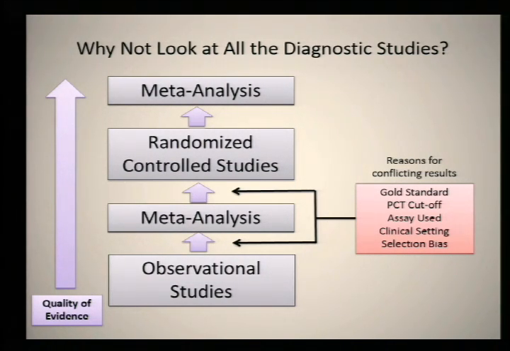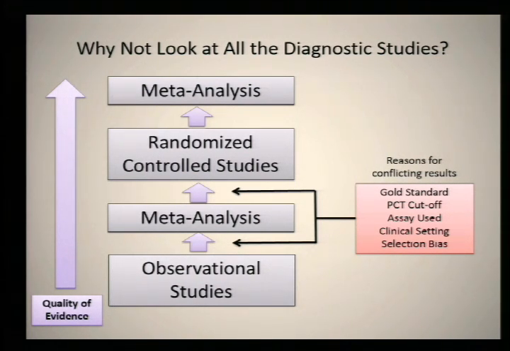And those are all sort of difficult to put together because sometimes they'll use different assays. They'll use different cutoffs. They'll be in different clinical settings, different prevalences of disease. There's some selection bias in some of those studies. They'll have different gold standards. We already talked about the difficulty with our gold standard of diagnosis of infection. And so there's some real issues here.